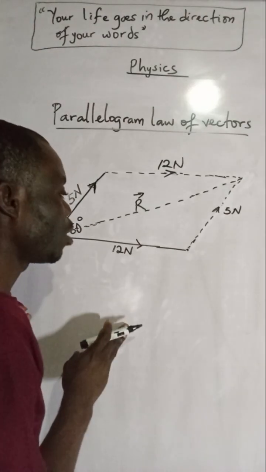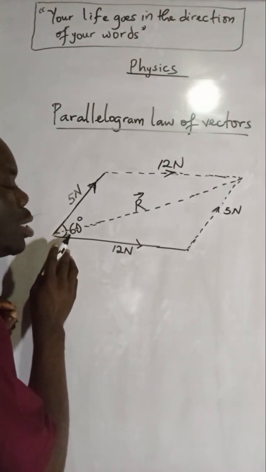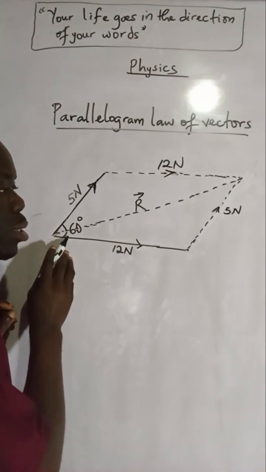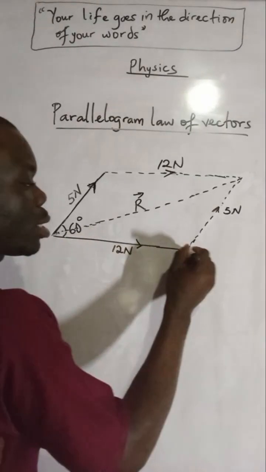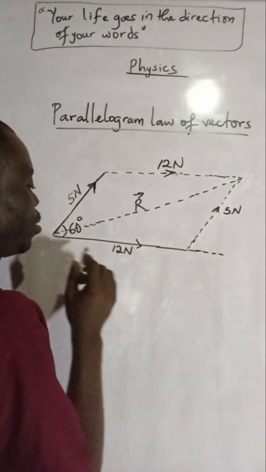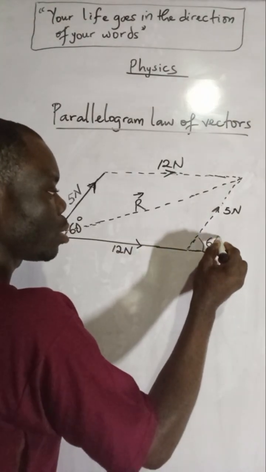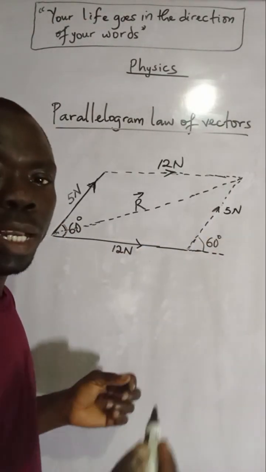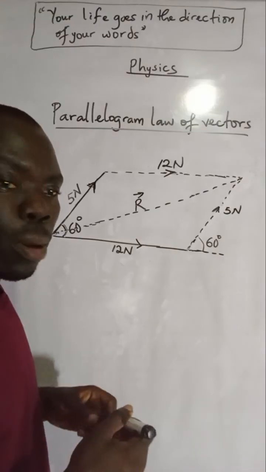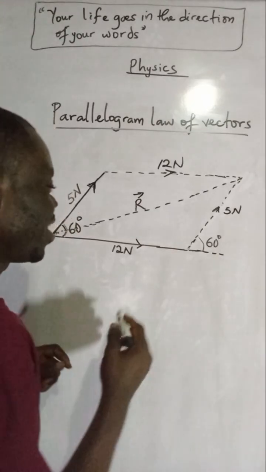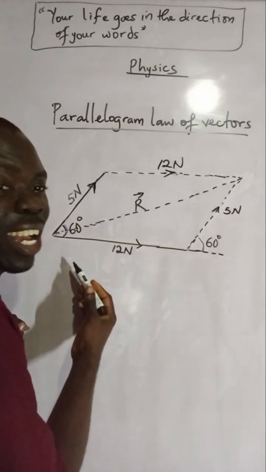Since this is 60 degrees, if I decide to extend this line, whatever angle I have here will also be the same thing I would have here. Why? Corresponding angles are equal. You were taught that one in your primary one class. So corresponding angles are equal.